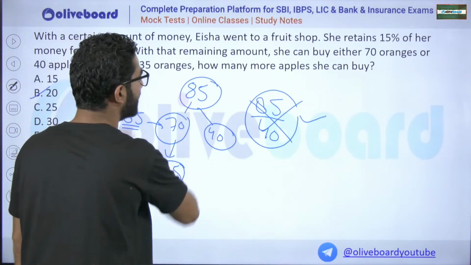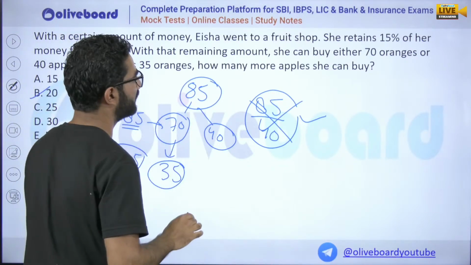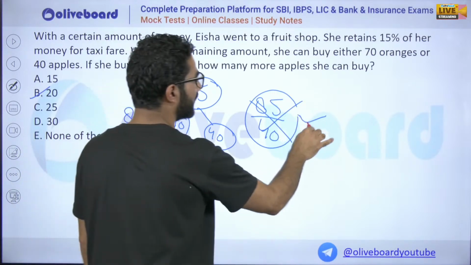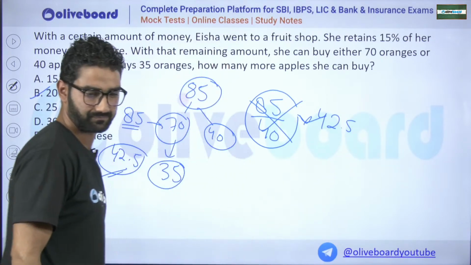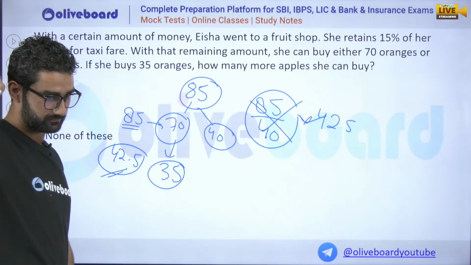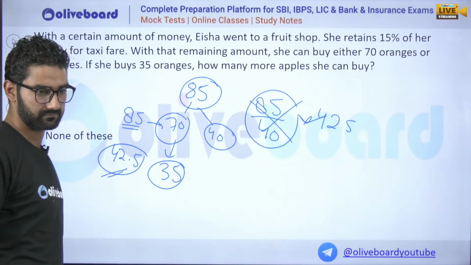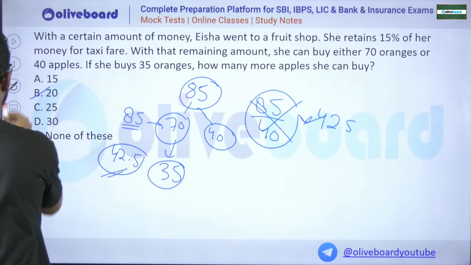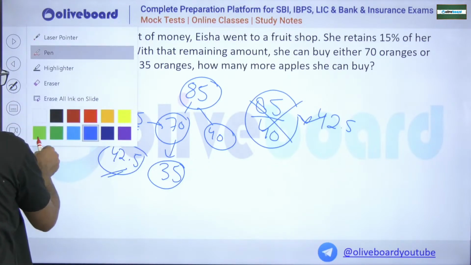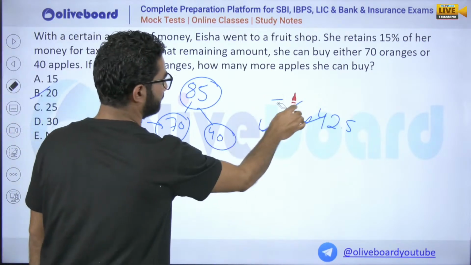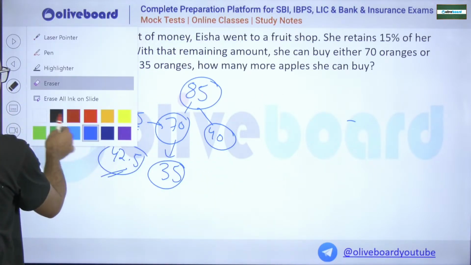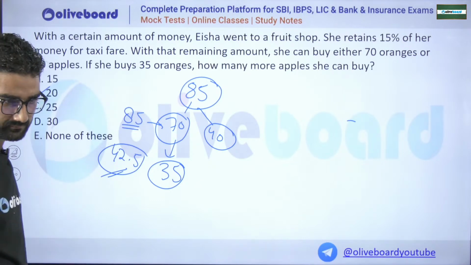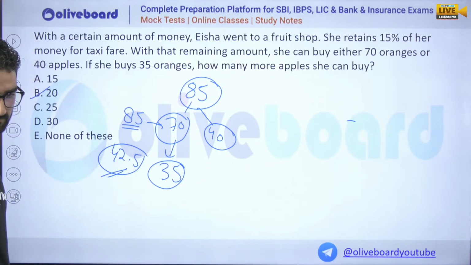Okay. Now she has 85 rupees. She can buy how much? Like this, you can multiply this with 40. I mean, how much? We have 42 point this, and you will get the answer. No, not this. Okay. So done.